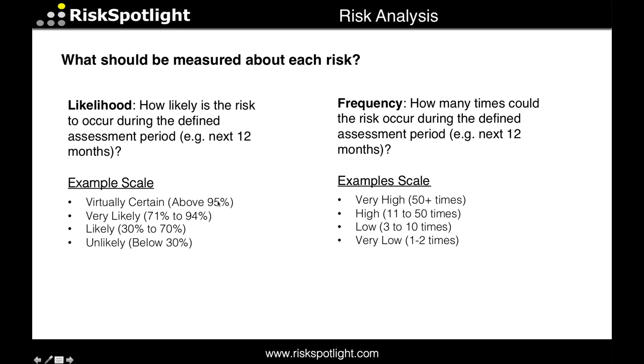And then you may create scales like this where you may say, virtually certain. So if we are 95% or more certain that this could happen, then you could say virtually certain, or very likely, or unlikely.